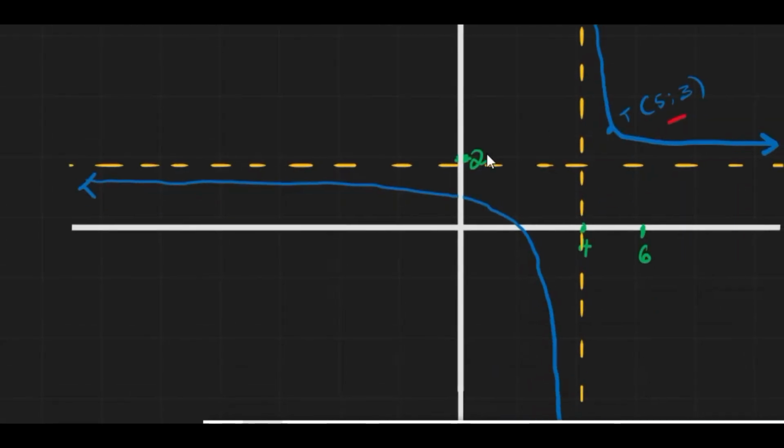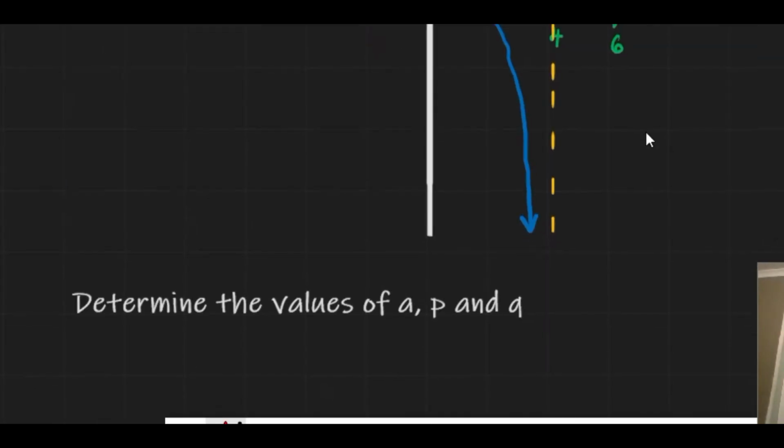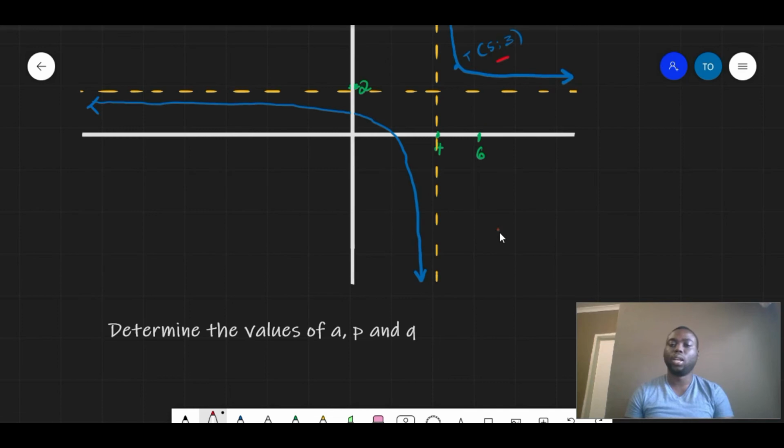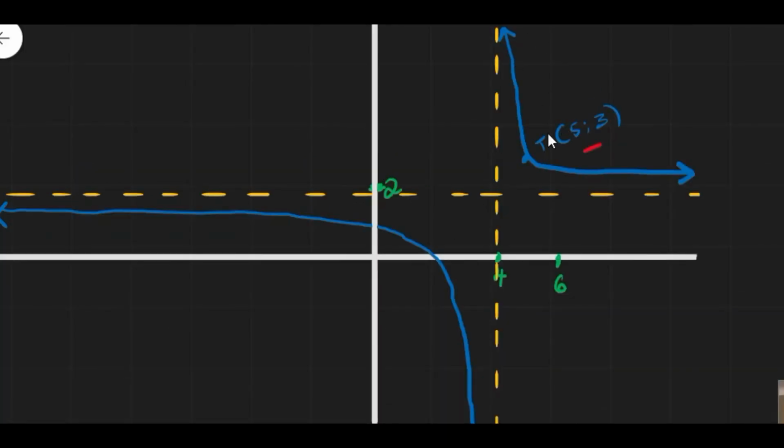From here, I can see my asymptote is at 2, and there's also another one here at 4. Now, the question here says determine the value for a, value for p, value for q. And before we move on too far, we should know that our a would be positive. Now, if we try to get any answer and the answer doesn't end up being positive, it means you're wrong. How do I know that? My graph is in the first and the third quadrant, so I definitely know it has to be positive.